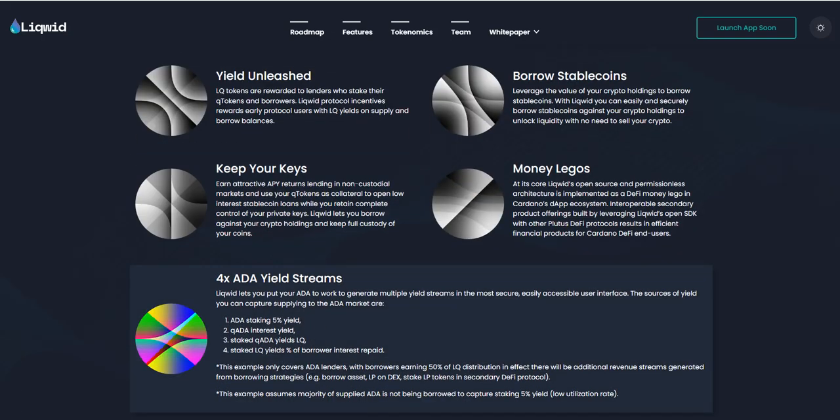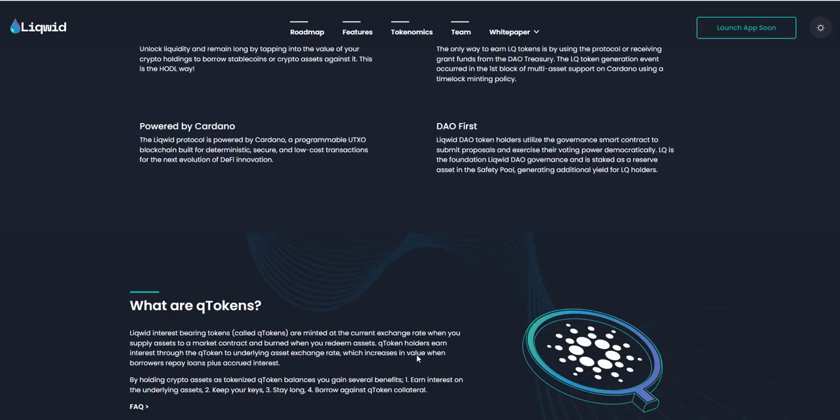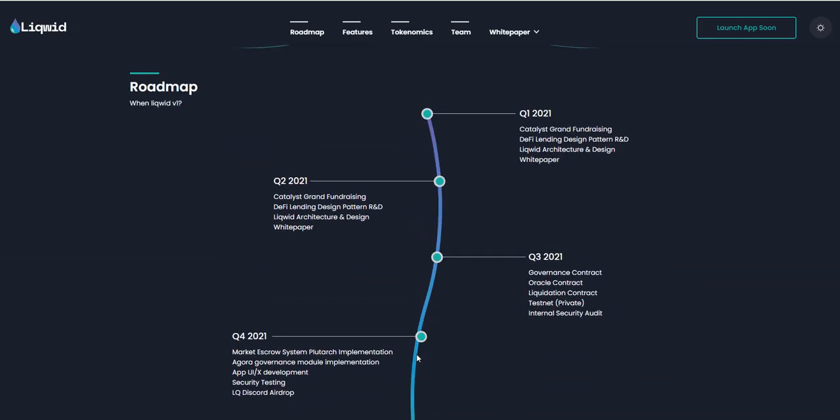And this example covers ADA. So that's something I want to point out. They are probably going to have other tokens that you can do this with besides just ADA. So that could be pretty interesting. Actually, they are going to have other tokens. I just don't know what they are.